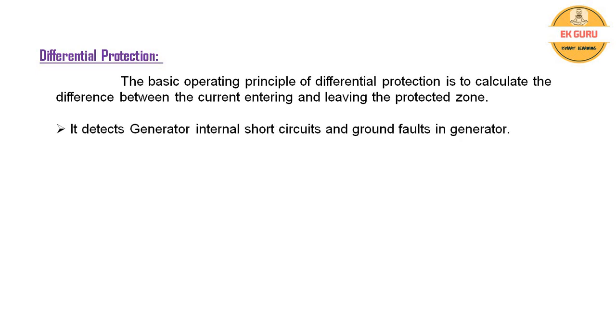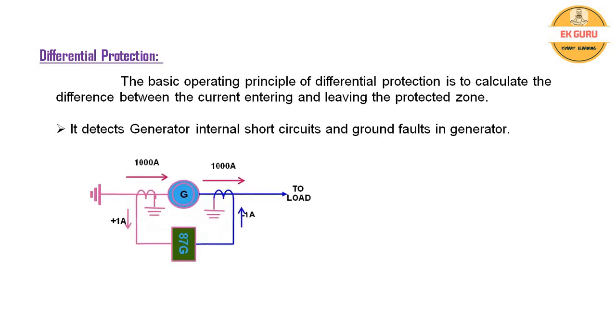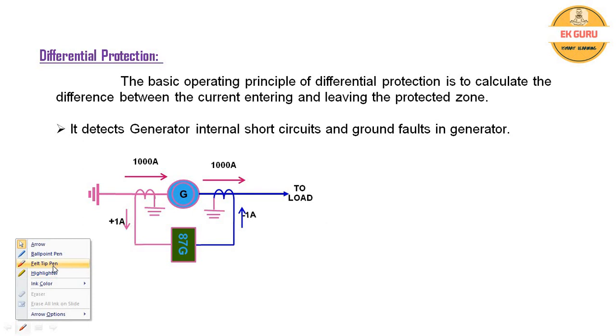Here, this differential protection will detect the generator internal short circuits and the ground faults within the generator. So simply, differential protection will detect the internal faults in a generator. Here we can see the single line diagram of a generator using differential protection. By using two CTs we are detecting the currents. We are placing one CT here, that is a 1000 by 1 ampere CT.